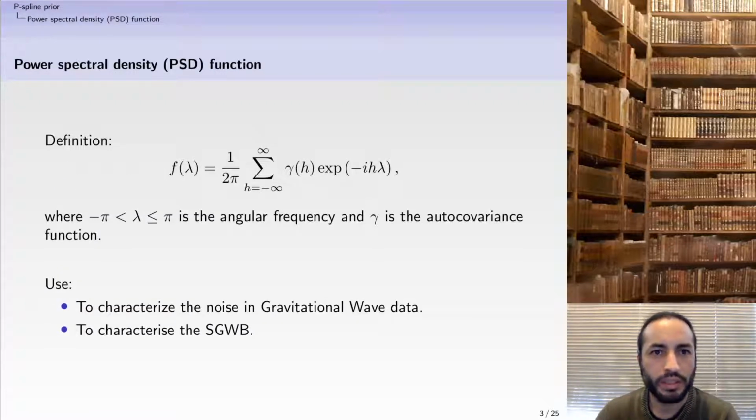The spectral density is defined as a function of the autocovariance function and describes the power or variance over the individual frequencies of a time series. It is important because we use it to characterize the noise in gravitational wave data and to characterize a stochastic gravitational wave background. Unfortunately, in general, it doesn't have an analytical solution, so it must be estimated. In this presentation, we'll discuss some Bayesian methods designed to estimate it.